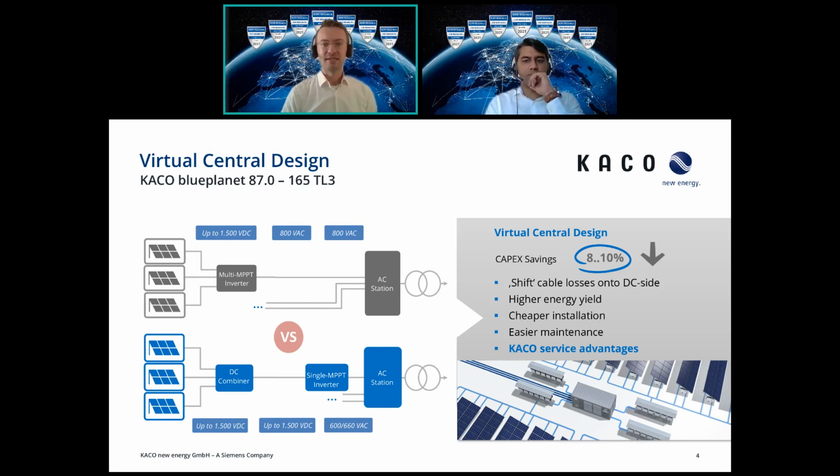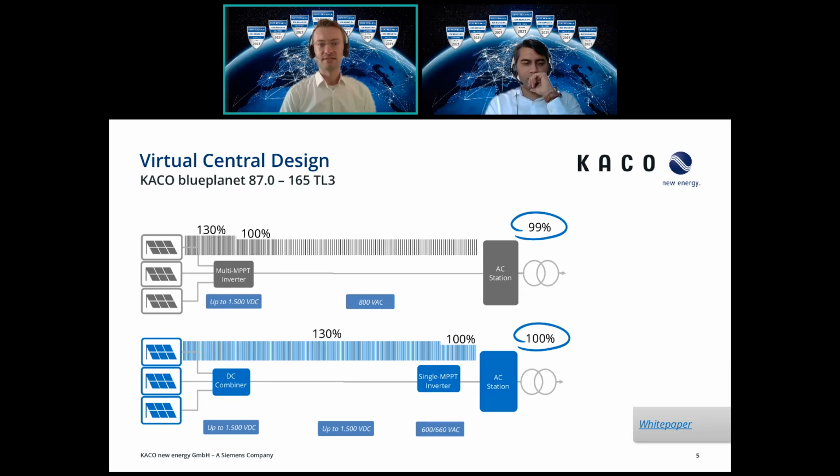The last and very important point in terms of the advantages of a virtual central design is the possibility to achieve higher energy yields. Here the main focus is the ability to shift cable losses from the AC side to the DC side of the inverter. And if we look at the next slide, we've tried to visualize this a little bit.